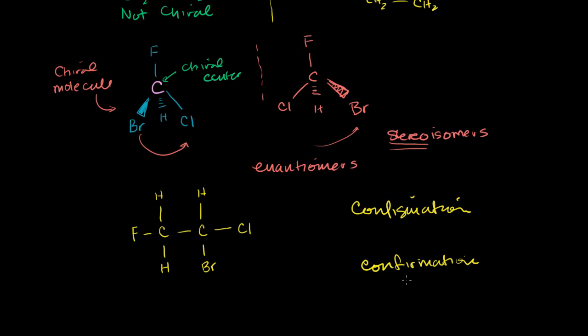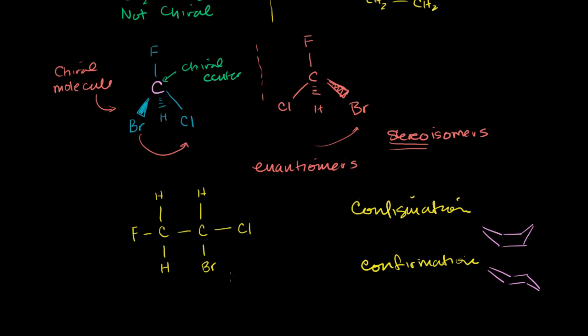Conformations are really just different shapes or different orientations of the same molecule. So when we talked about cyclohexane, this is cyclohexane in a boat conformation, or this is cyclohexane in a chair conformation. It's the exact same molecule with the exact same connections. We didn't detach any bonds or reattach any bonds. They just flipped around a little bit. So these are two different conformations. These are two different configurations. To go from one configuration to another, you have to rearrange bonds.